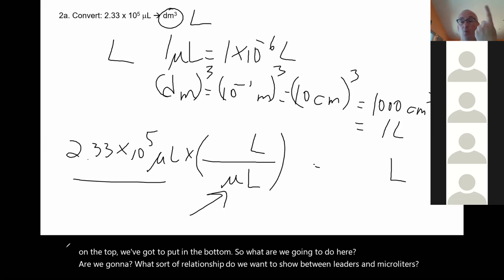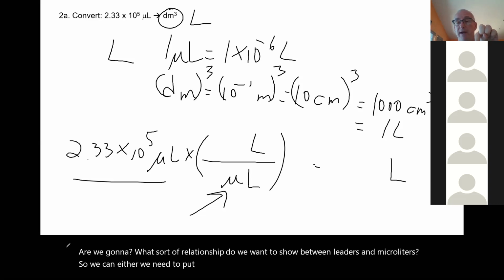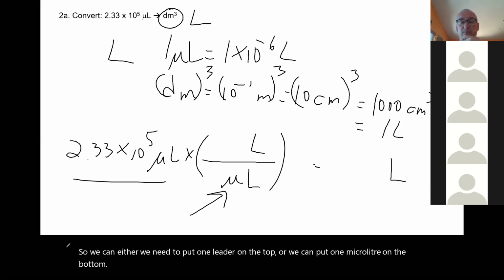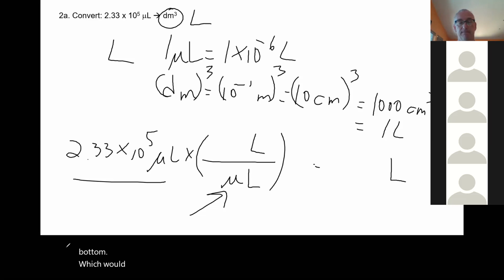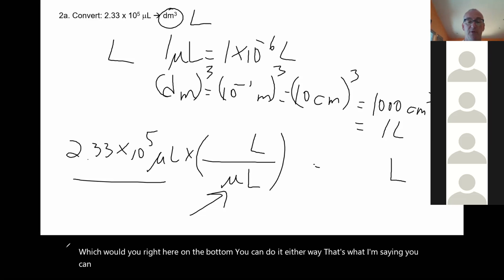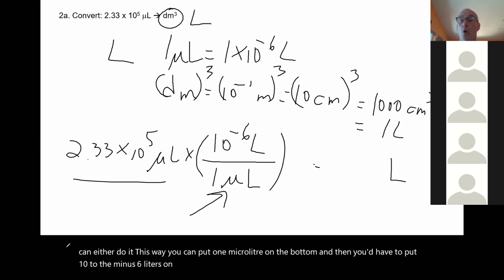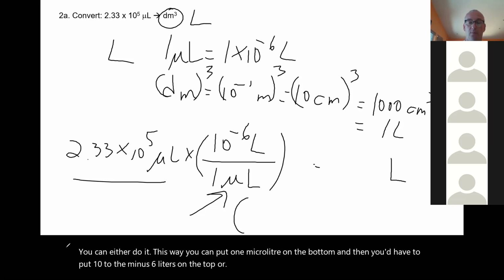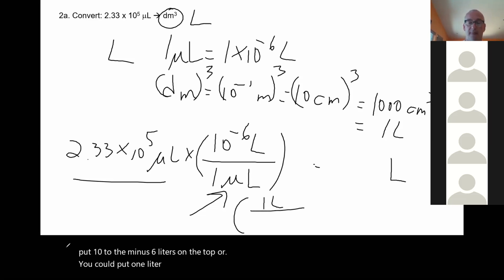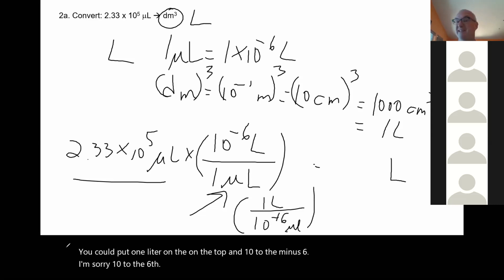So we can either put 1 liter on the top, or we can put 1 microliter on the bottom. Which one would you like? You can do it either way. You can put 1 microliter on the bottom, then you'd have to put 10 to the minus 6 liters on the top. Or you could put 1 liter on the top and 10 to the 6th microliters on the bottom. It's the same thing.